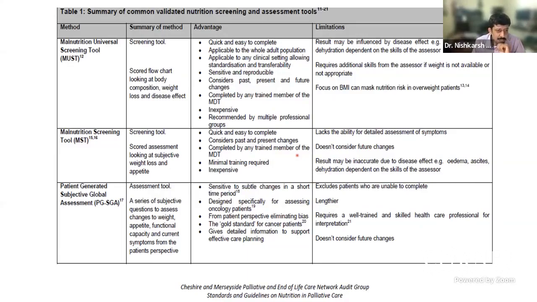A commonly used tool is the Subjective Global Assessment tool. It has a series of subjective questions to assess change in weight, appetite, functional capacity, and current symptoms. It is sensitive to even small changes in a short period of time, is designed specifically for oncology patients, and is considered the gold standard for cancer patients. The problem is that it is long, it requires well-trained and skilled professionals who can interpret it, and it excludes patients who are unable to complete it. So we do use SGA, but in project mode in select patients, for which we have some thesis or project going on for assessment of nutrition.